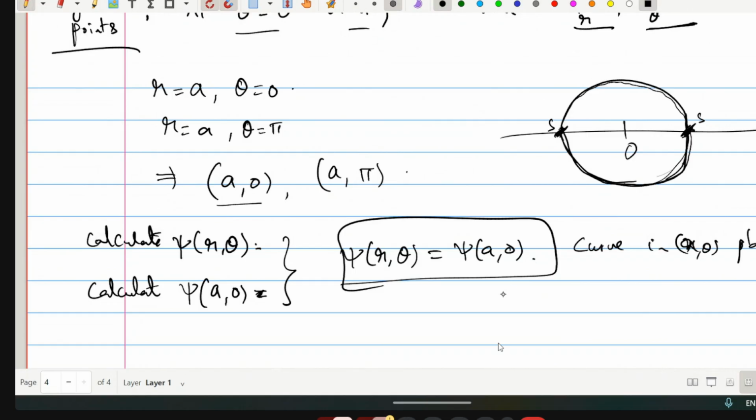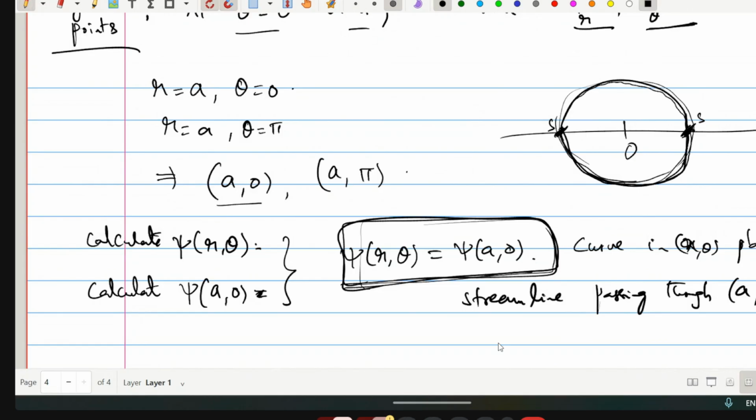What is this one? This is actually the streamline passing through a comma 0, if at all it is there. If you find this one, if this comes as a circle, then this circle, that is the surface of your cylinder, will be your streamline. Otherwise, if this curve is not a circle, that means passing through this you don't have any streamline. So take this as an exercise again.